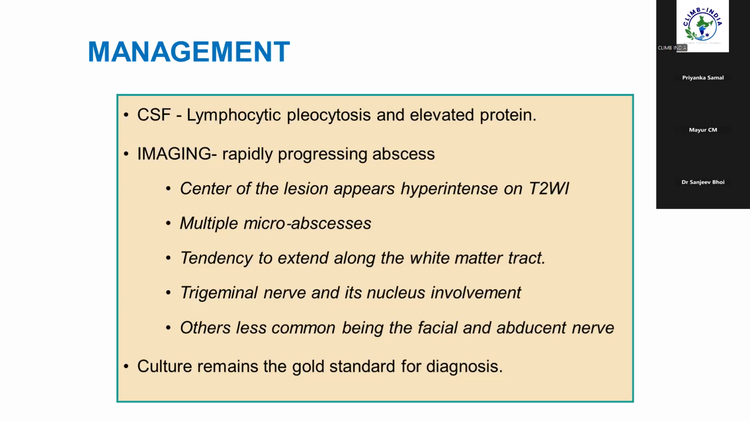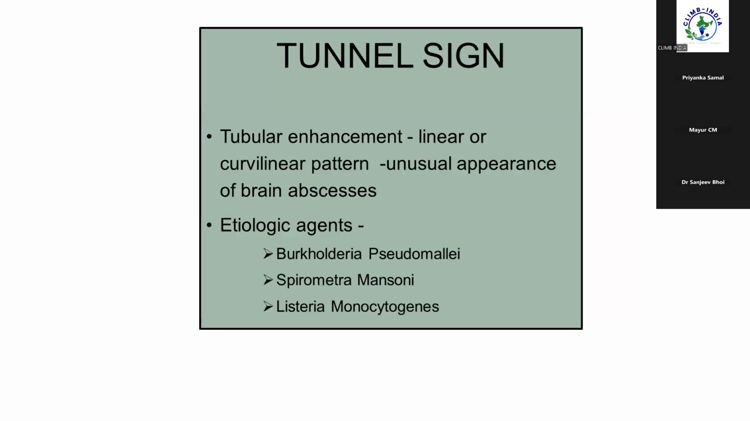Also, they have a tendency to form multiple microabscesses, and the tendency to extend along the white matter tract is called the tunnel sign, or neurotropism, which is well identified in melioidosis along with sparganosis and listeriosis. Also, it has a tendency to inoculate along the trigeminal nerve and its nucleus, followed by other cranial nerves like the 7th and 6th nerve. Culture still remains the gold standard for diagnosis. Melioidosis grows well on any culture media like blood agar, MacConkey agar, chocolate agar, but the specific medium is Ashdown's medium or modified Ashdown's agar.